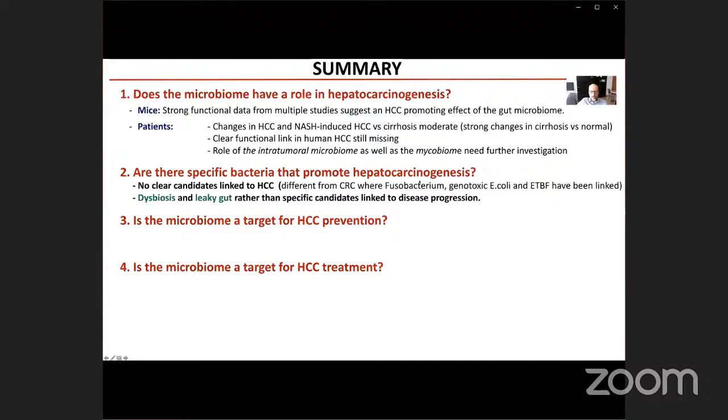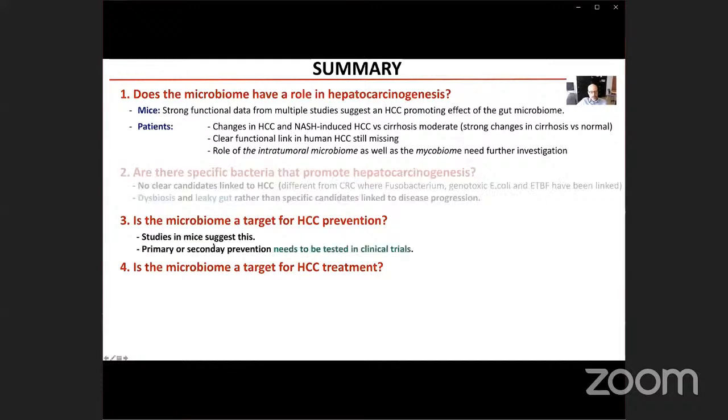Are there specific bacteria that promote HCC? There are no clear candidates, as opposed to CRC, colorectal cancer. It seems rather that dysbiosis and the leaky gut drive this development. Is the microbiome a target for HCC prevention? Studies in mice suggest this, but this needs to be investigated in clinical trials.